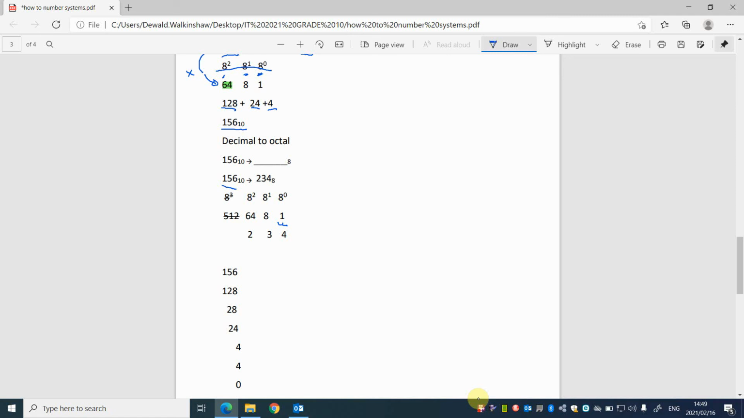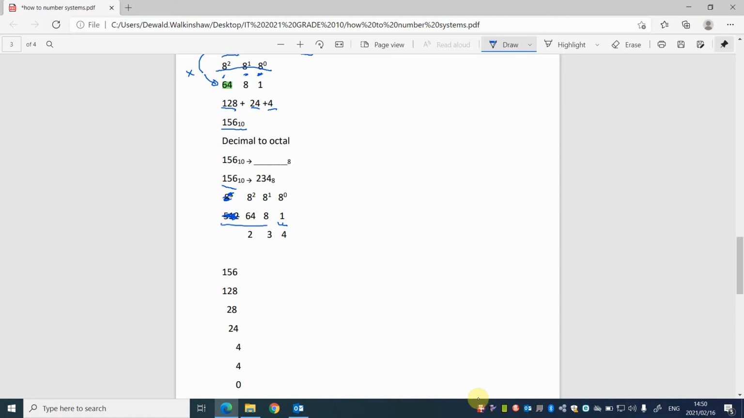8 to the power of 2. Is 8 to the power of 2, which equals 64, greater than 156? No, it's not, so I carry on. 8 to the power of 3 equals 512. Is 512 greater than 156? Yes, it is. So what we want to do is scratch these out. So we will only be using the first three exponents.